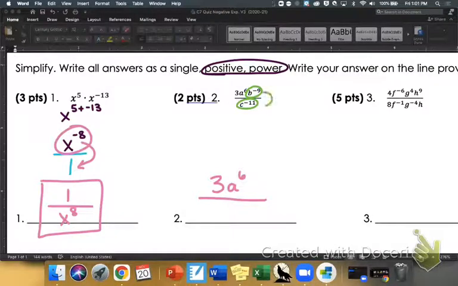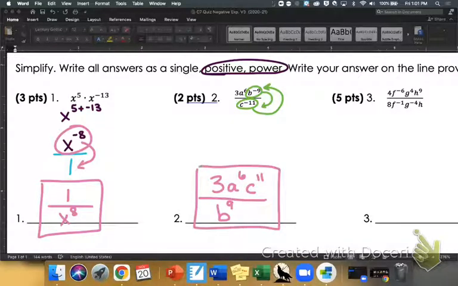B to the negative 9 is going to go to the denominator and become b to the positive 9. C to the negative 11 is in the denominator and it's negative, so it's going to move to the numerator and become c to the positive 11. You can write your numerator in whatever order you want. You could have done 3c to the 11, a to the 6, then that's okay. I'm also all right with if you had a 1 in front of that b. So all we had to do for that one was move our negative exponents.